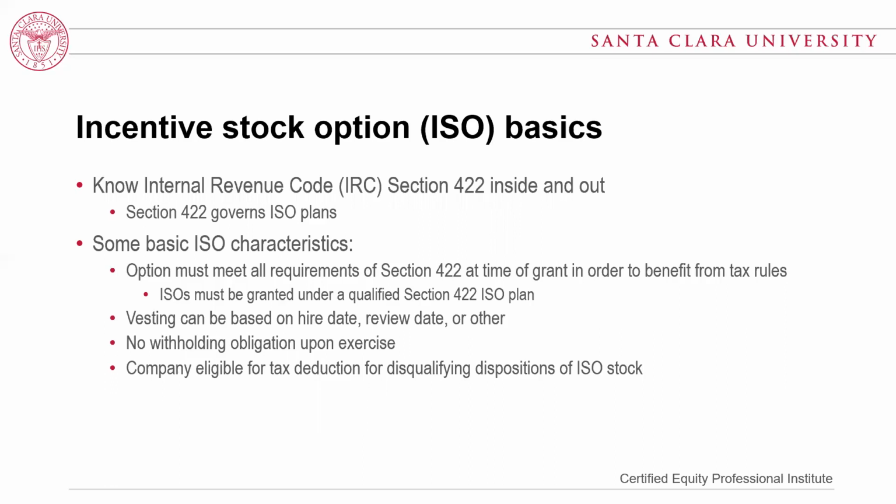ISOs can be eligible for favorable tax treatment, but for that to happen, they have to comply with all of the requirements of Internal Revenue Code Section 422. In general, there's no employer tax withholding upon exercise of an ISO, and companies receive a tax deduction for ISOs only if they are not held for the required holding period, which is what's known as a disqualifying disposition. It's important to know the tax code has stringent rules for ISOs, which we'll talk about on the next few slides, and you should be sure to be very familiar with.